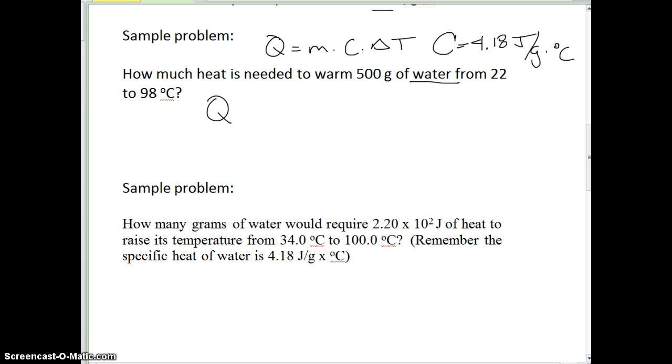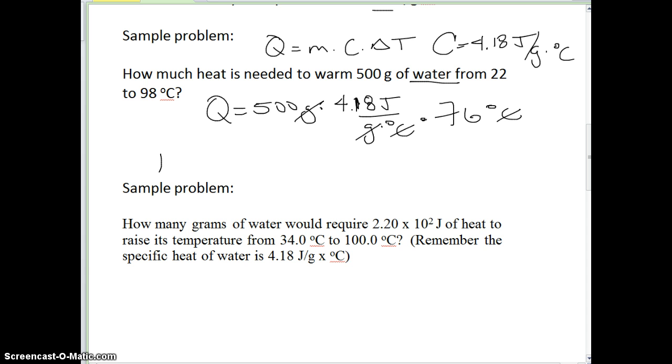Q is equal to mass, which is going to be 500 grams, multiplied by specific heat, 4.18 joules over grams times degrees Celsius, multiplied by our delta T value, which is our change, so we're just going to subtract those two. 98 minus 22, so I get 76 degrees Celsius. Then it just becomes a simple multiplication problem, times 4.18 multiplied by 500. I'm getting a relatively large answer. Looking at units, grams is going to cancel and degrees Celsius is going to cancel. We're left with an answer in joules.